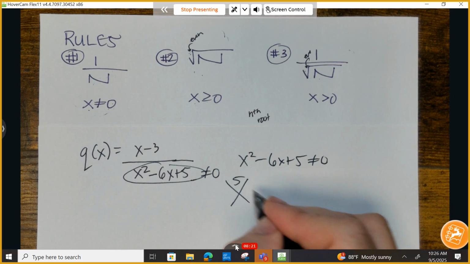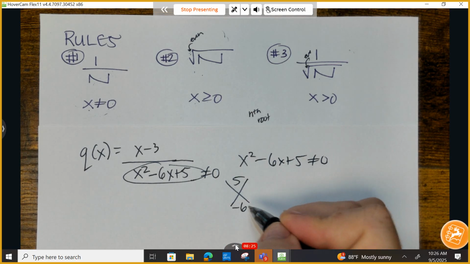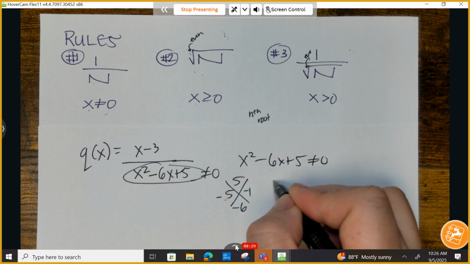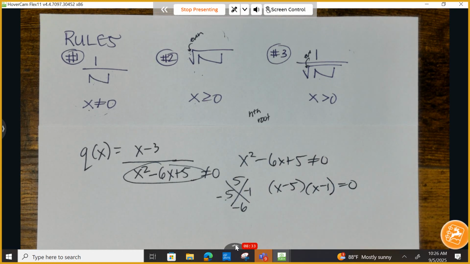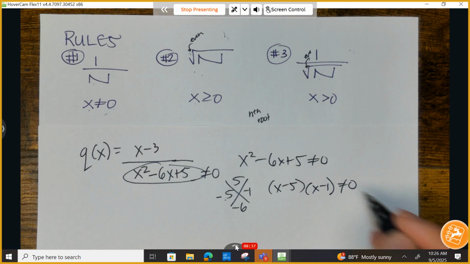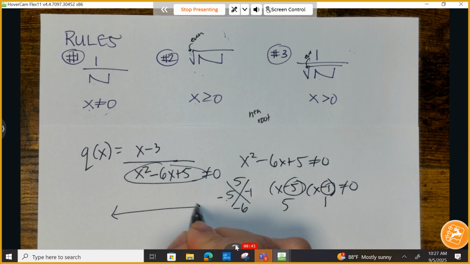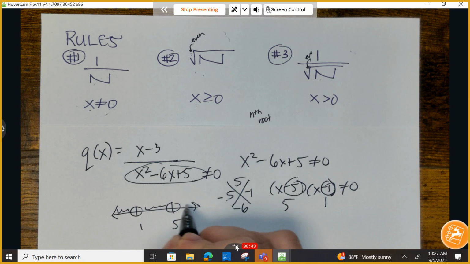So what multiplies to equal 5 and combines to give us negative 6? That would be negative 5 and negative 1. Is that correct? It is. X minus 5 and x minus 1. And so I'm finding those hash marks right now. I know it can't equal 0. So we get a 5 and a 1. So on my number line, I put it in order, 1 first, 5 second. It cannot equal those. Everything else, it can be a part of this.